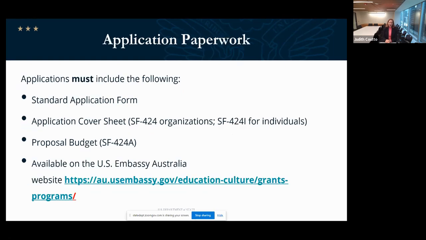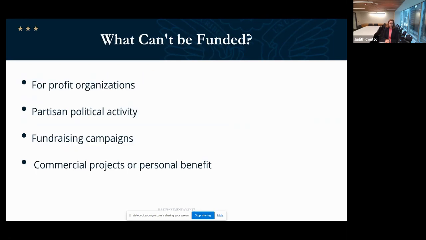The way you apply for a grant is outlined in our NOFO on our website, and you are required to submit these 3 forms: the standard application form, the cover sheet, and the proposed budget. These forms, I'll be honest, they look pretty intimidating, but there is a lot of information to help you understand what it means. And although we cannot help you fill out these forms, we can answer questions for you as you go through the development of your proposal.